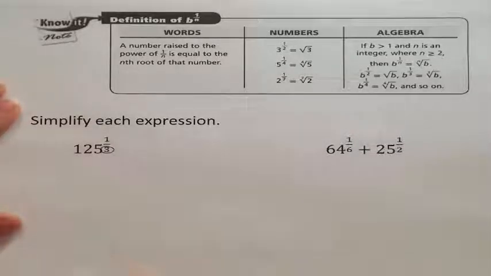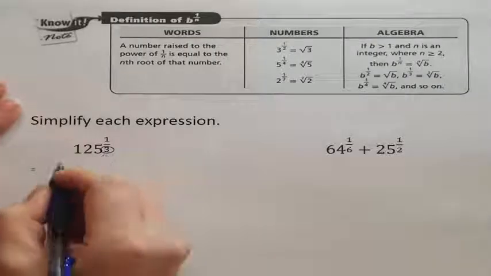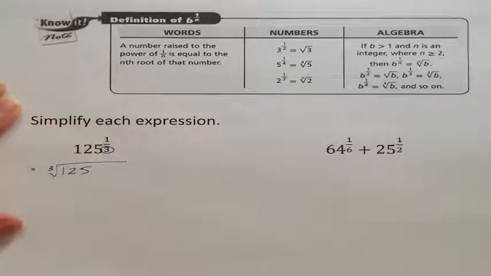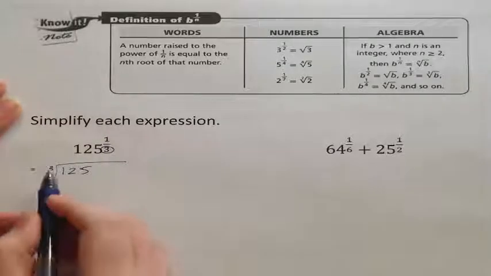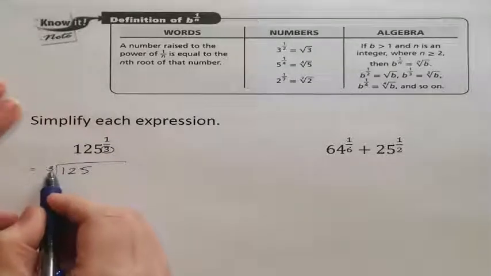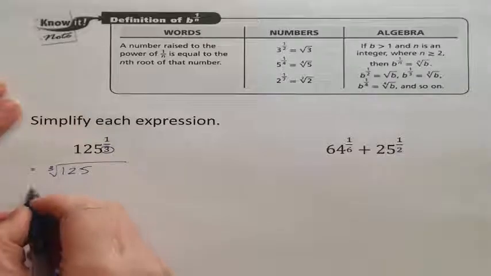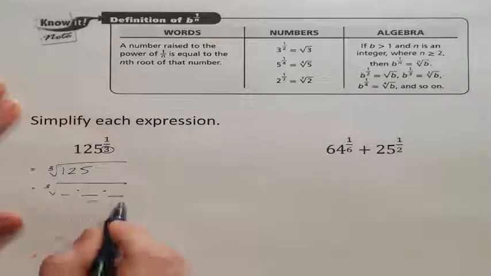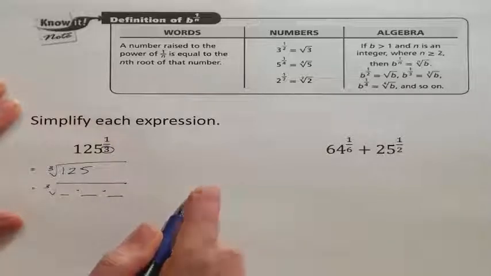So the denominator of the exponent tells us what root it is. Since that's a 3, I have the third root of 125. Now if you remember from first semester, if it's a third root, that means I'm looking for one single number that I would have multiplied together 3 times. So one number multiplied together 3 times.